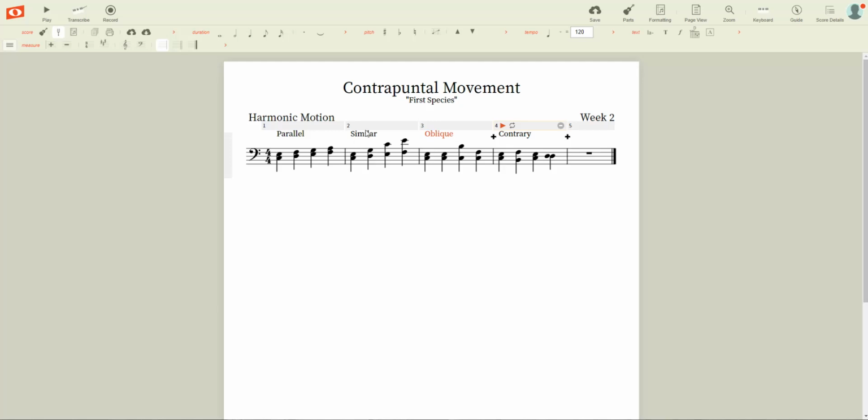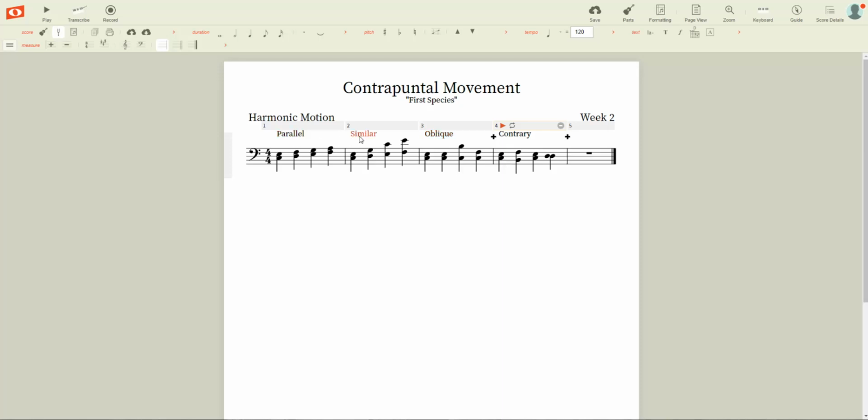Similar motion, not so much. We kind of want to avoid similar motion as much as possible. It can get us into some voice leading issues. Parallel motion is just flat out boring. So try to use as much contrary motion and oblique motion as you can. It makes it interesting, makes it fun to listen to.